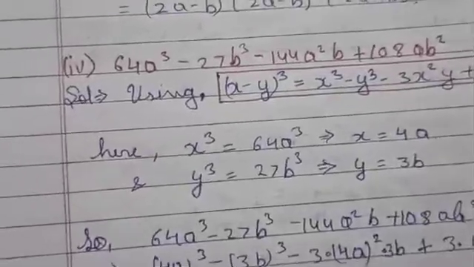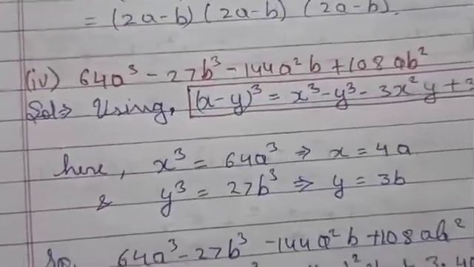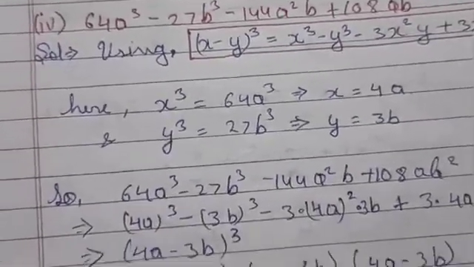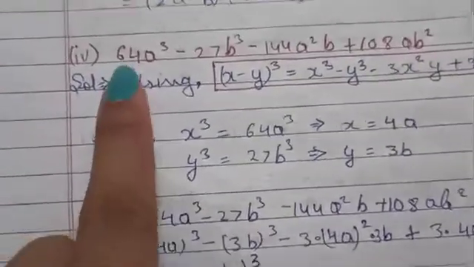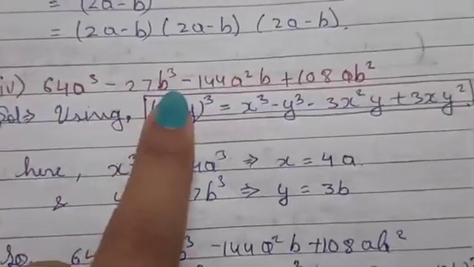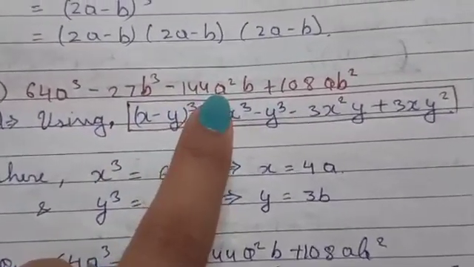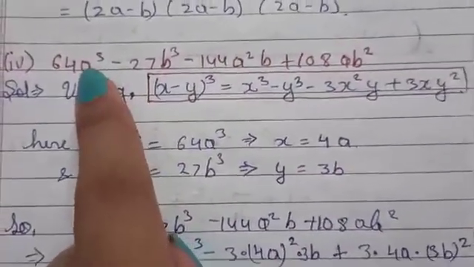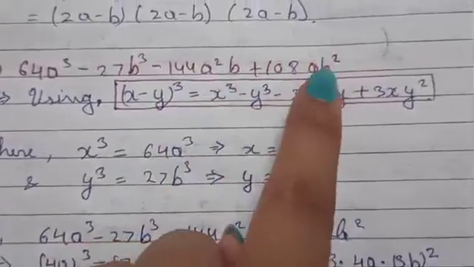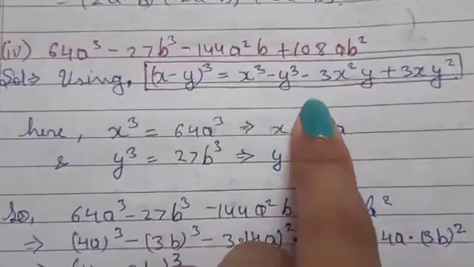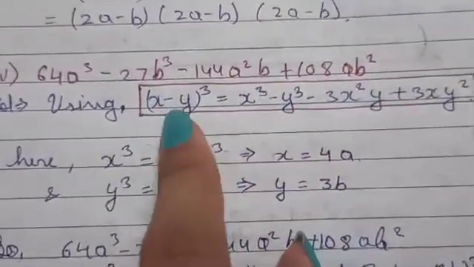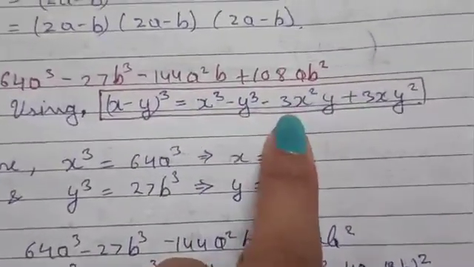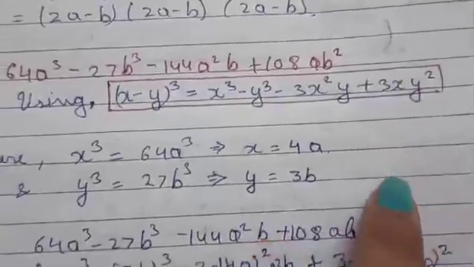Similarly, we have the fourth bit here. We have 5 bits in this question, but I am explaining only 2 bits, the second and fourth. See, the fourth one: 64a cube minus 27b cube minus 144a square b plus 108ab square. Here again we have a cube, b cube, a square b, ab square. So again we will factorize this expression using the identity (x minus y) whole cube, which is equal to x cube minus y cube minus 3x square y plus 3xy square.